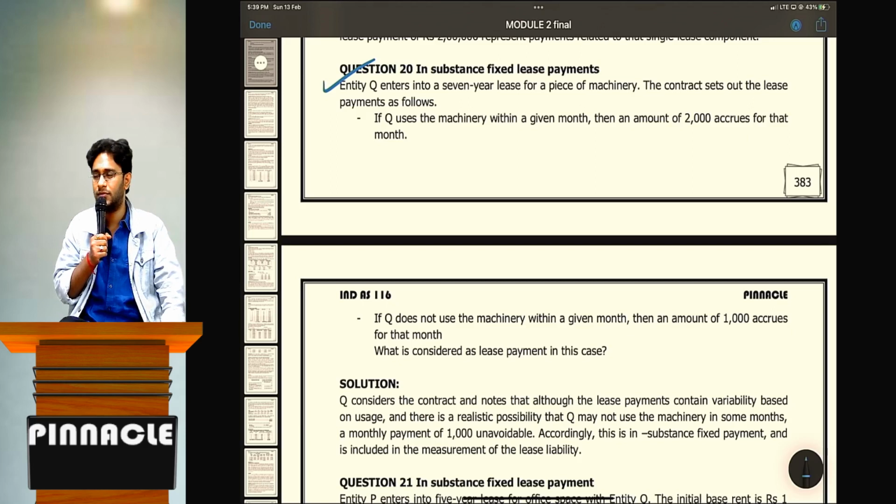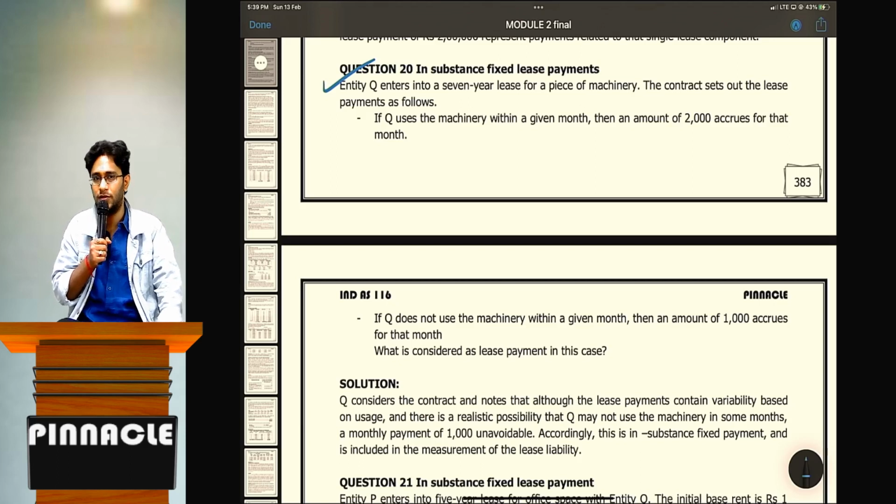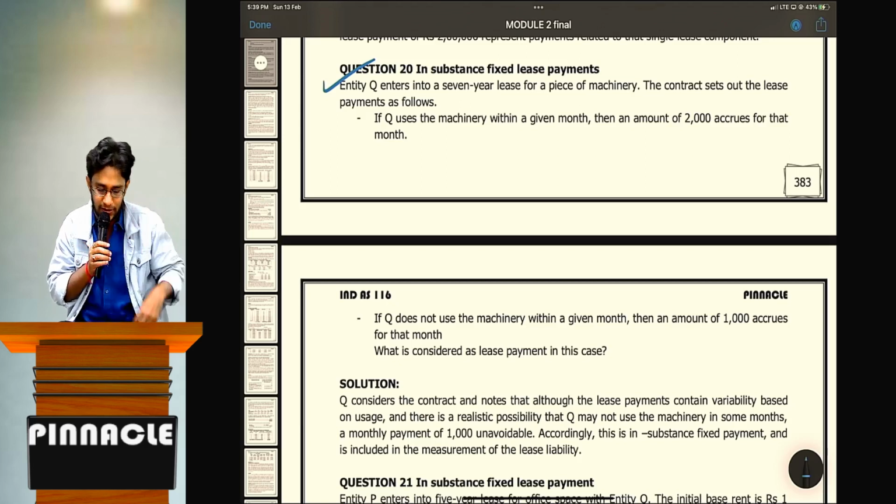What does it mean? If I use, I will pay 2,000. If I don't use, I will pay you 1,000. So anyway I have to pay you how much? 1,000 is fixed. It sounds like variable, but it's not variable. In substance, fixed repayment.